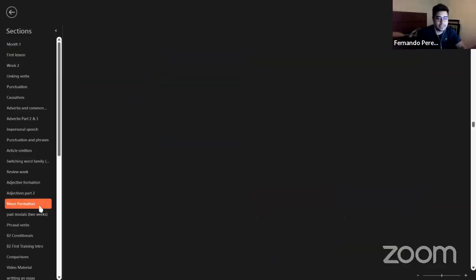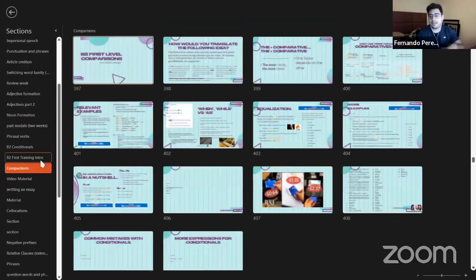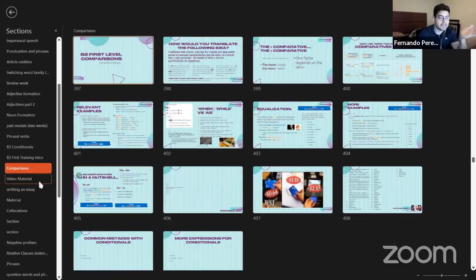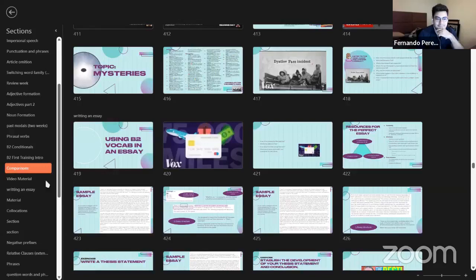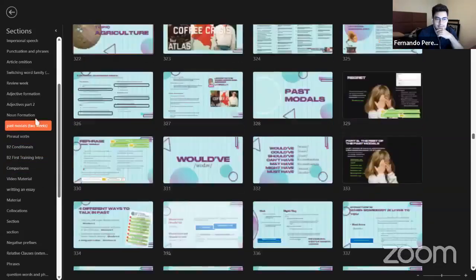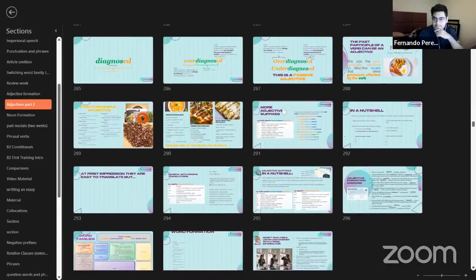So we can finish forming words. And then in the next weeks, we're going to start checking exercises dedicated to the final exam. So that's going to be important. Now forming nouns, forming adjectives. There we go. Okay.